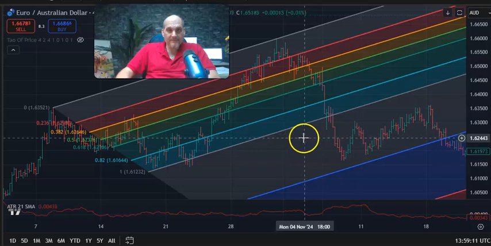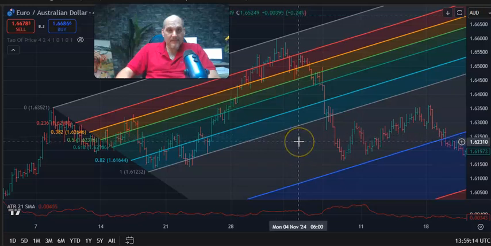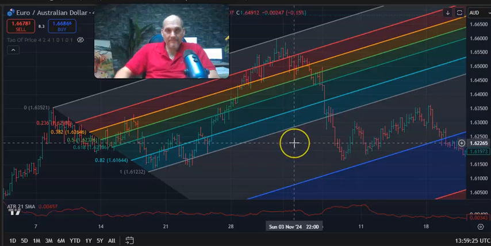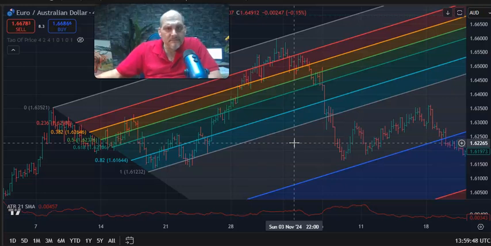So we got the high of 165.43, and we got the low of 164.50. So it's 93 points multiplied by 1.618. It's 150 points off of this low, which is 164.50.